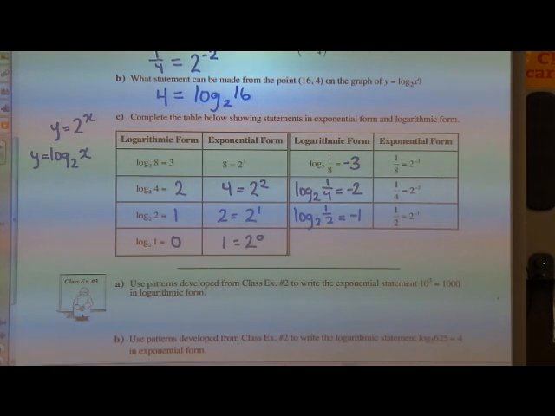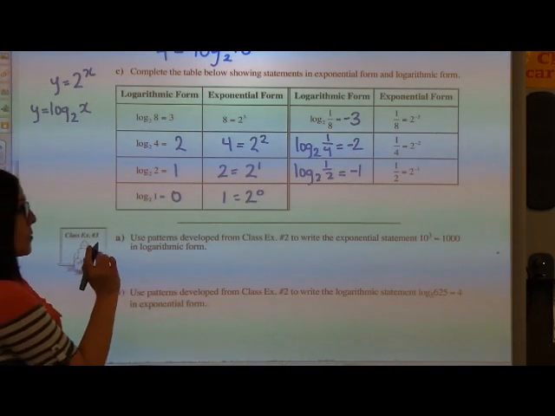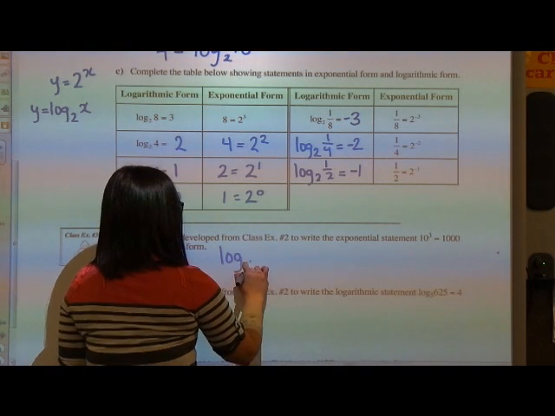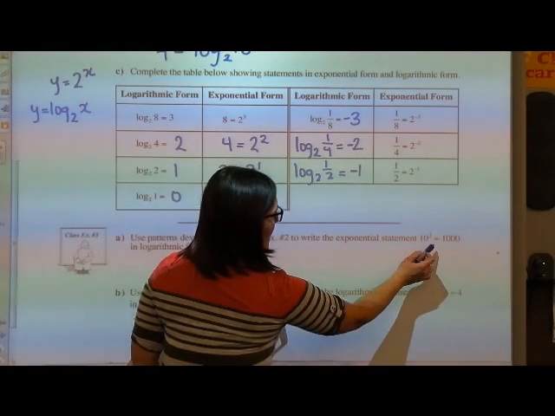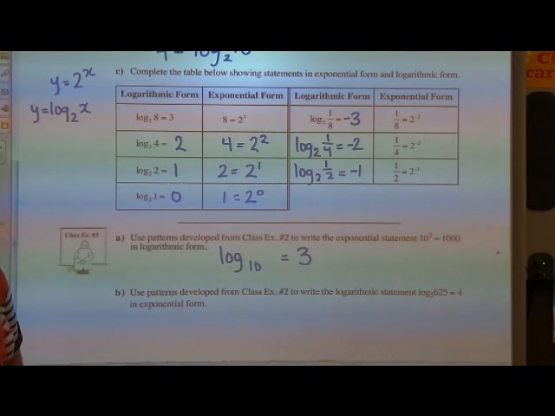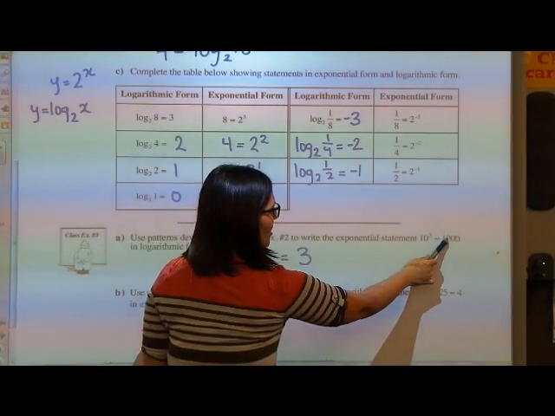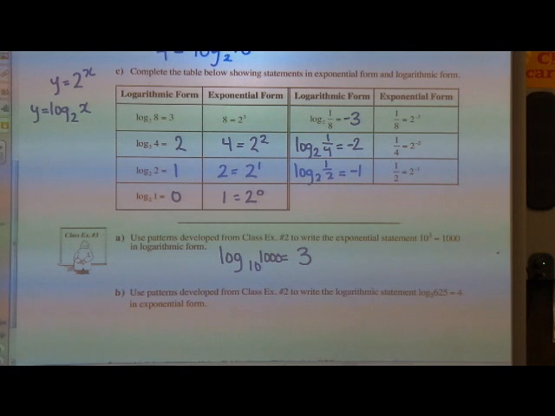So class example number 3 says, use the patterns developed from class example number 2 to write the exponential statement of 10 to the power of 3 equals 1,000 as a log. So the base stays the same, okay? What ends up happening is my exponent becomes the value of the log, and this answer here becomes the argument of the log.